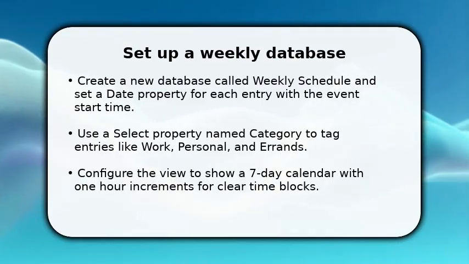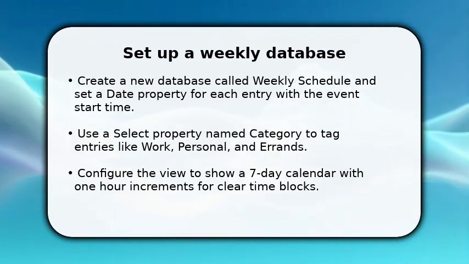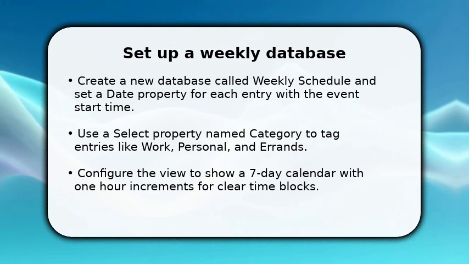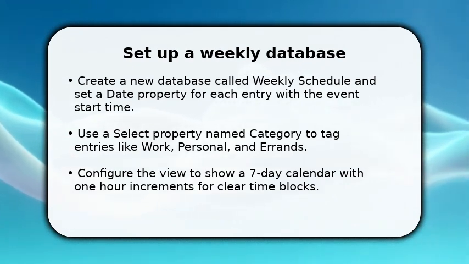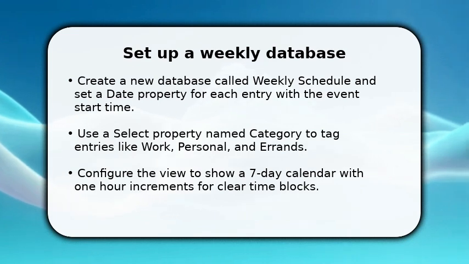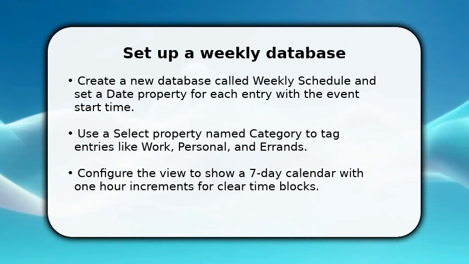Create a new database called Weekly Schedule and set a date property for each entry with the event start time. Add properties: duration in minutes, category as select, priority as number, and notes as text. Use a template button to add a prefilled entry with 60 minutes, category work, and priority 3.